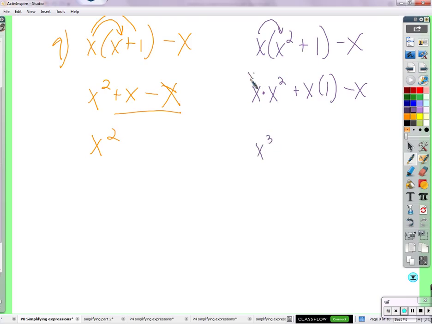Let's think about it. This is x times something. What does x squared mean? X times x. Would that be the same thing for x parentheses x squared, because you're still multiplying? Would x times x times x be the same thing as x parentheses x squared? It would. So x times x squared is a total of three x's being multiplied together, so x cubed. Plus x times 1 is x, minus x, so x minus x again is 0. And we're left with x cubed in that case.